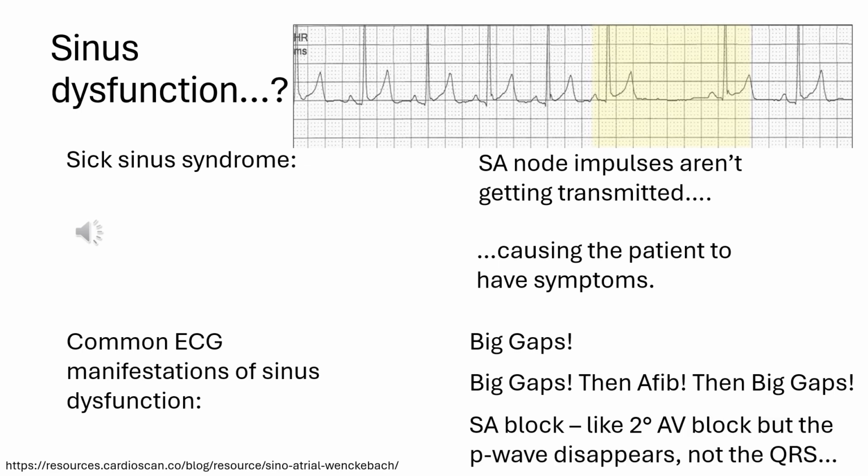Finally, sinus block, which is like second degree AV block, but the P wave disappears, not the QRS. We're going to save identifying this for the lecture, but note that unlike second degree AV block, it doesn't matter whether it's type 1 or type 2. You just need to identify that there's some block.